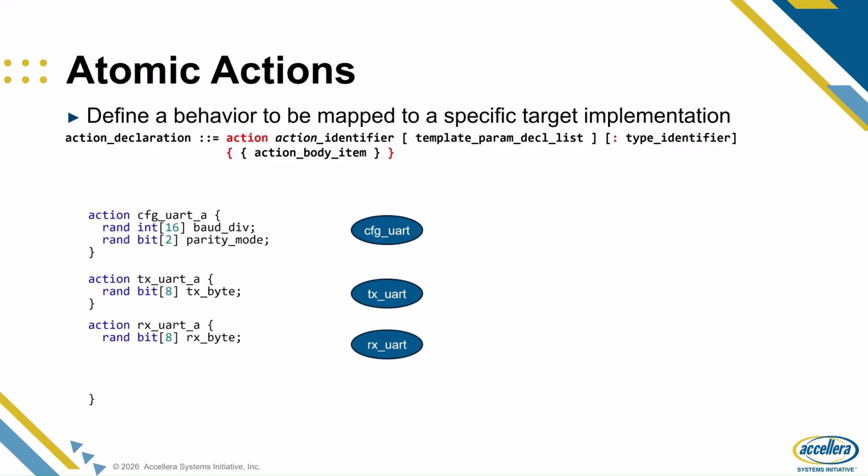And finally, we have the receive action with its own rand field. In this case, we also include an exec body block, which is where you'd put the actual target-specific implementation. All atomic actions will have an exec body block. We'll see later how you can add exec blocks to the other atomic actions without changing the original declaration.